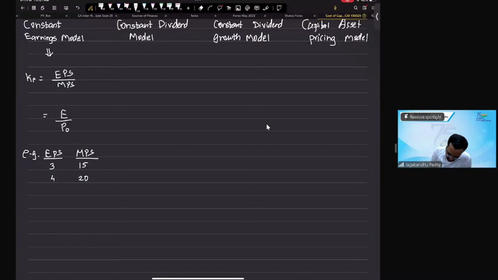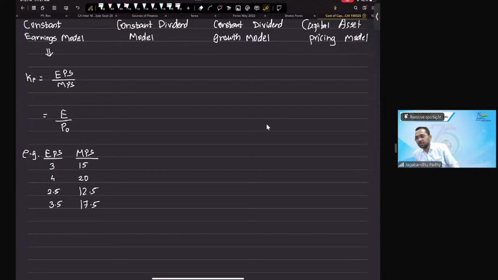Next time, the company declared an earnings per share of 2.5. The market price was 12.5. Then next time the company declared that EPS is 3.5. Then the market price per share turned out to be 17.5. So based on this, what can you understand? What is the expected rate of return of the equity shareholders?